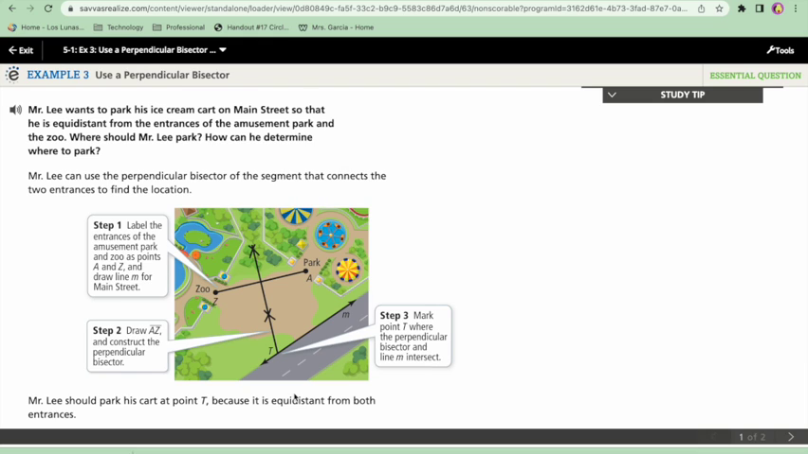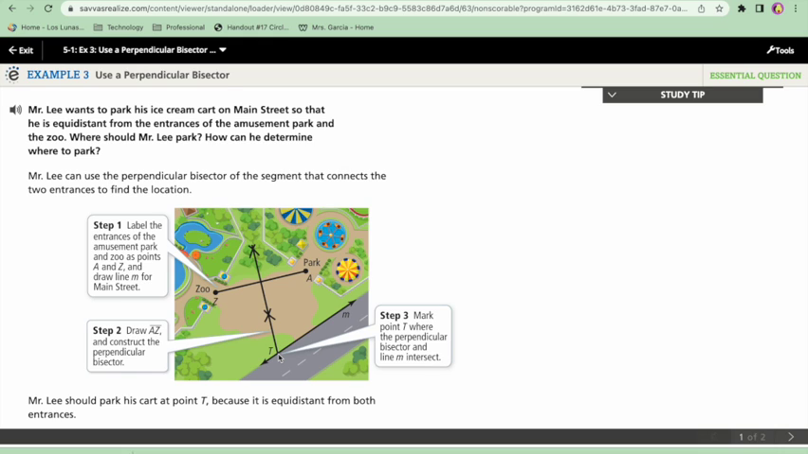Then you notice, where does that perpendicular bisector cross the street, right? Where does it intersect with Main Street? And it intersects right here. So that is where Mr. Lee is going to put his ice cream cart.